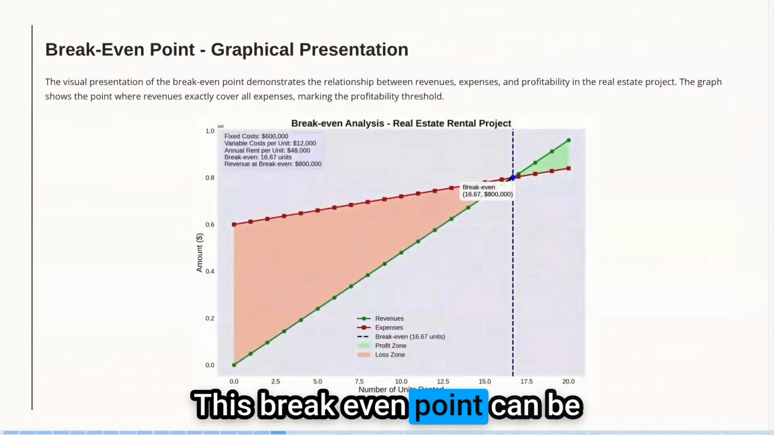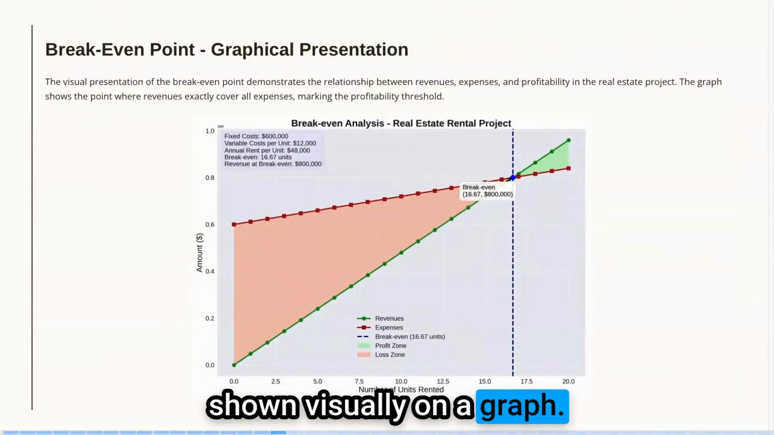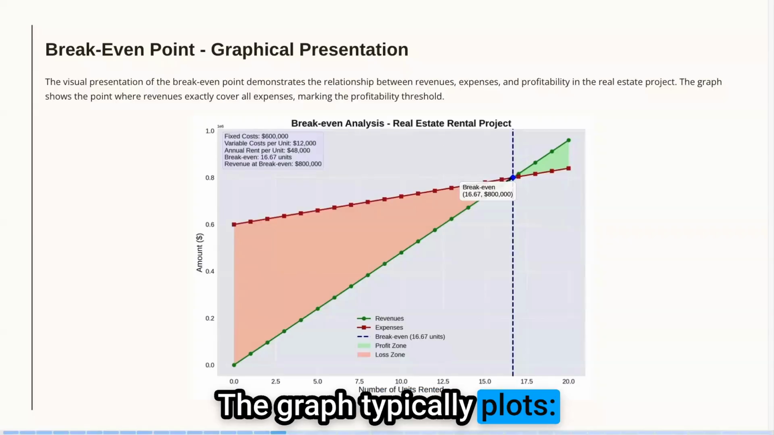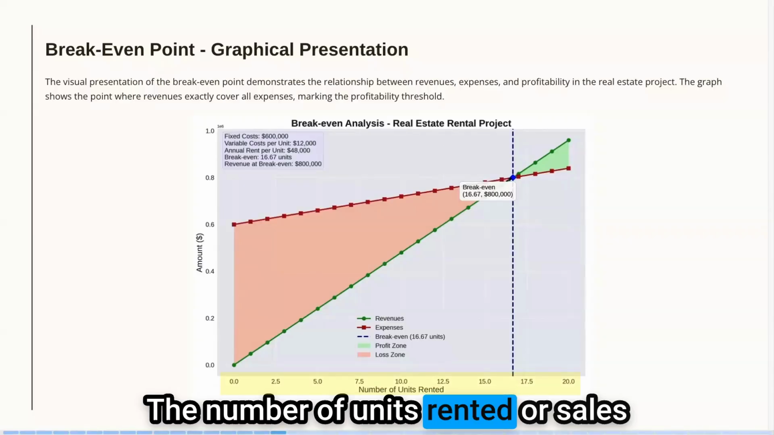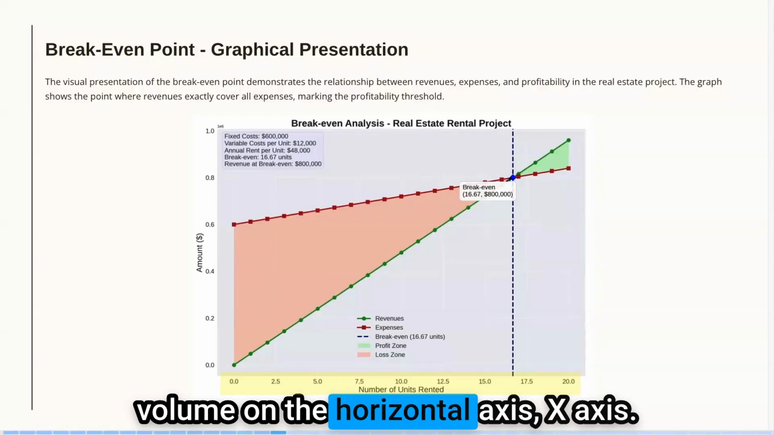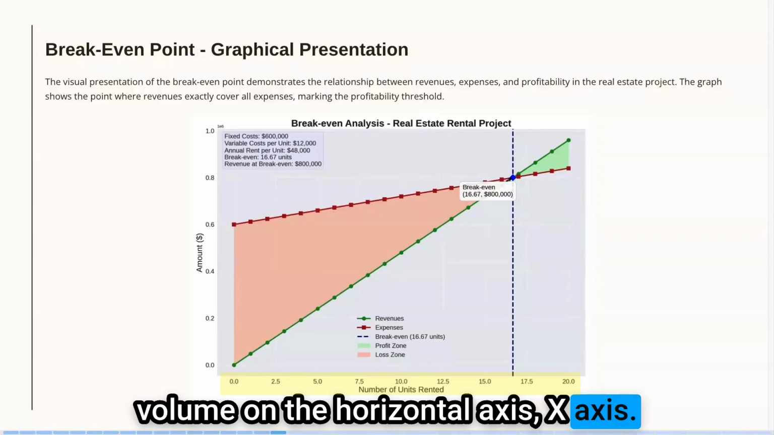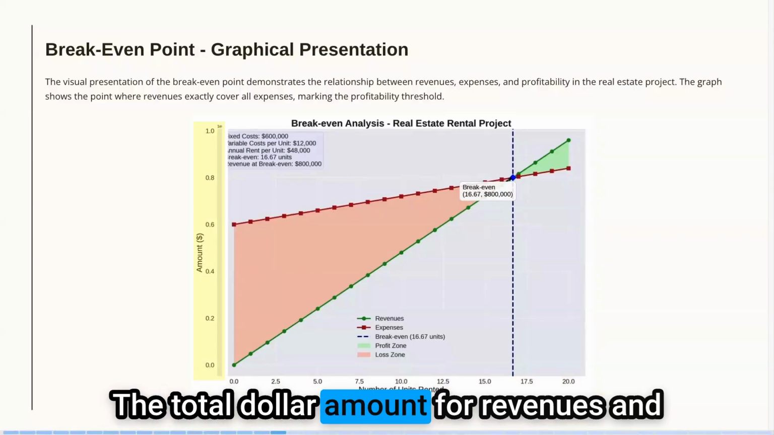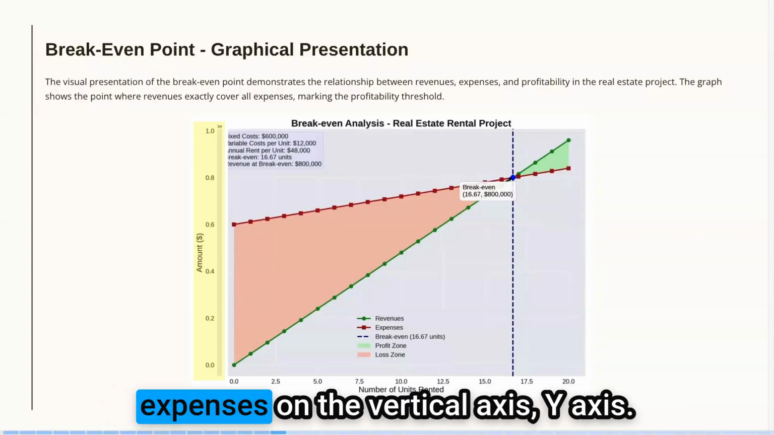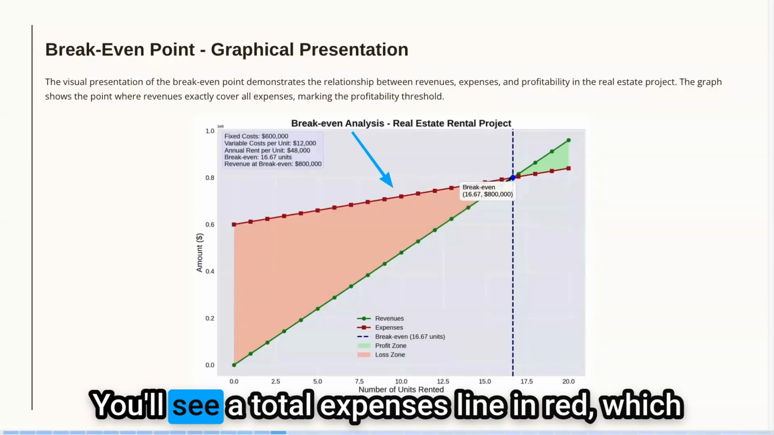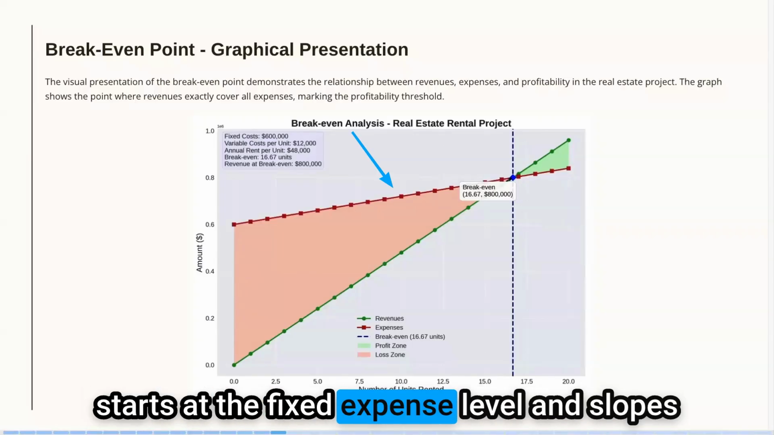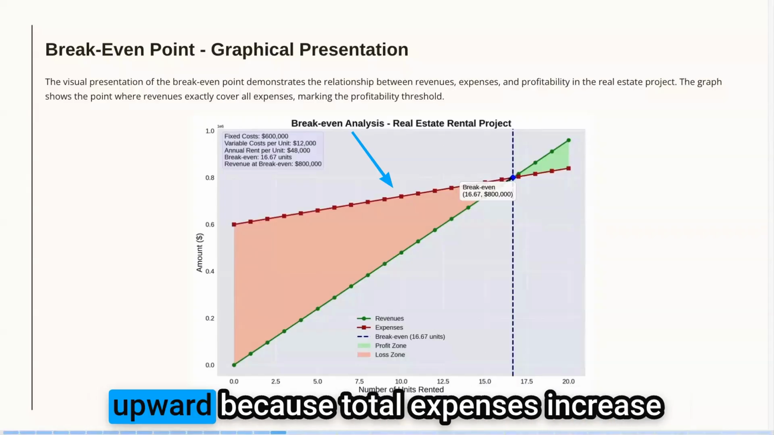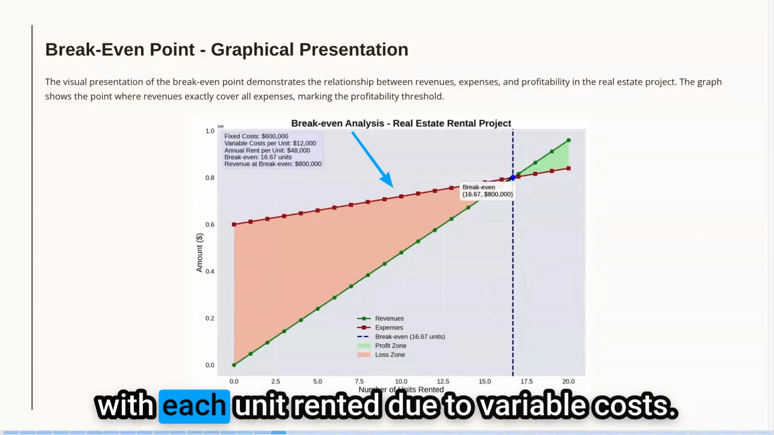This break-even point can be shown visually on a graph. The graph typically plots the number of units rented or sales volume on the horizontal axis, x-axis. The total dollar amount for revenues and expenses on the vertical axis, y-axis. You'll see a total expenses line in red, which starts at the fixed expense level and slopes upward because total expenses increase with each unit rented due to variable costs.